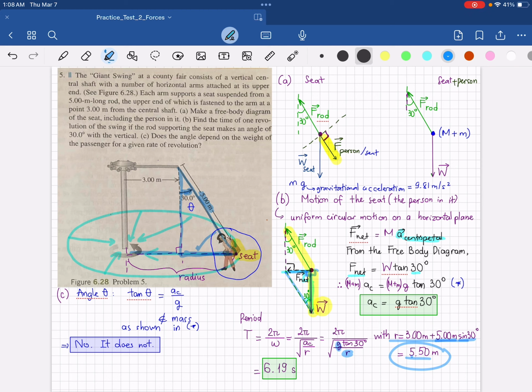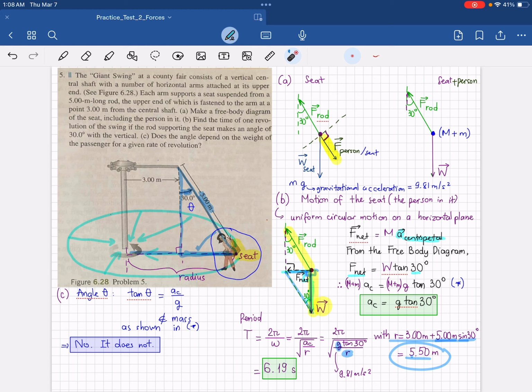Okay, let me write it. So the g is 9.81 meters per second squared, and then you just use a calculator. We are allowed to use a calculator. So then we got the result to be 6.19 seconds. That's the period that we are looking for.